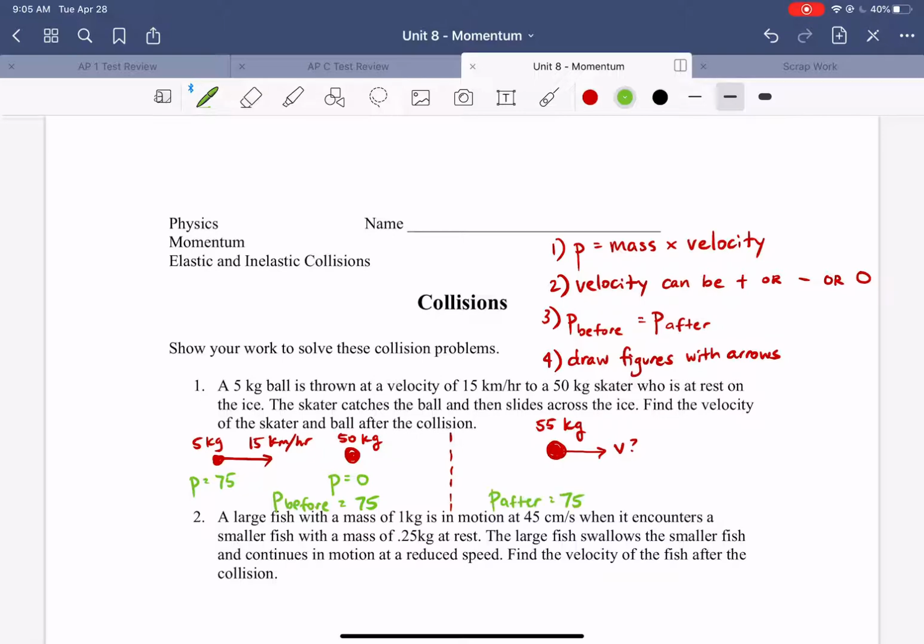Now I only have one object after the collision, so the momentum of the 55 kilogram object is going to be the mass, 55, multiplied by the velocity v. All right, so I have an equation that I can solve now. 75 equals 55 times v, so that means v is going to be 75 divided by 55, which is about 1.36. And since my velocity was in kilometers per hour on the left-hand side of my equation, this is also going to be kilometers per hour.